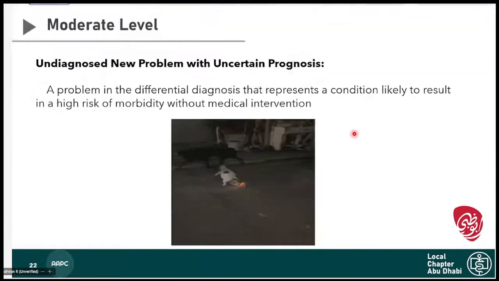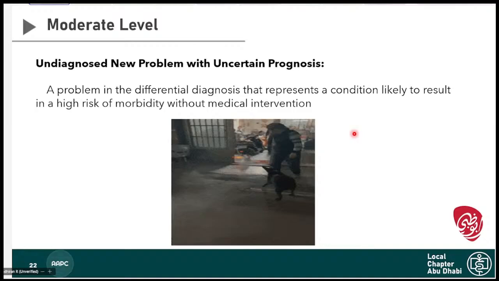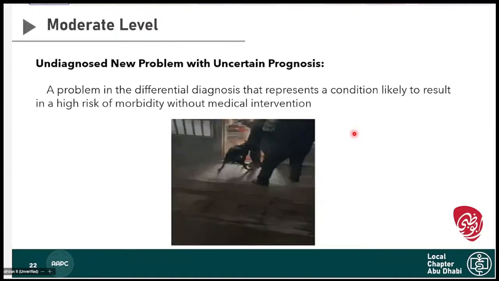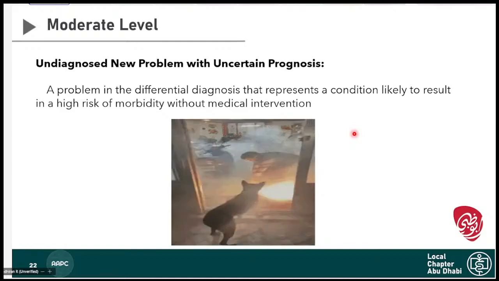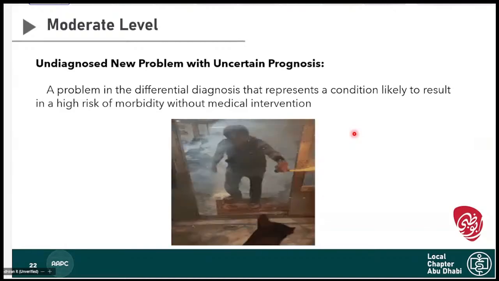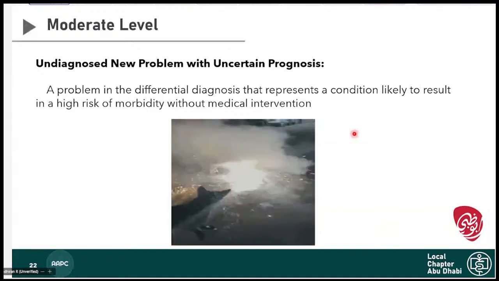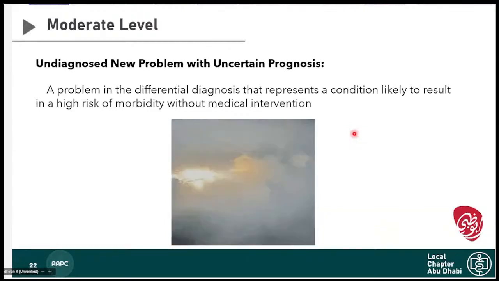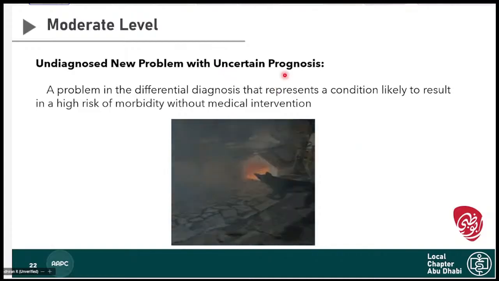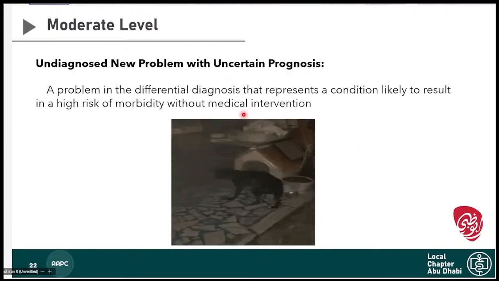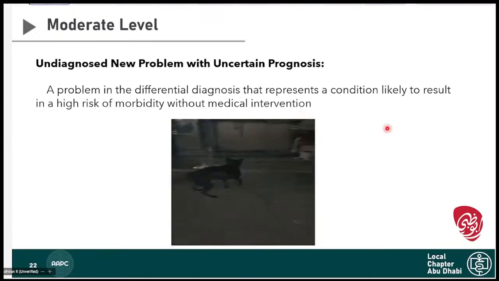Next we will move on to undiagnosed new problem with uncertain prognosis. Undiagnosed means without confirming any diagnosis. Most of the time the provider will document it as a differential diagnosis, like MI versus CAD or versus another condition, or a ruled out condition or concern conditions. Those types of conditions only we can consider an undiagnosed new problem. With uncertain prognosis means that without medical intervention anything can happen to the patient with this type of condition.